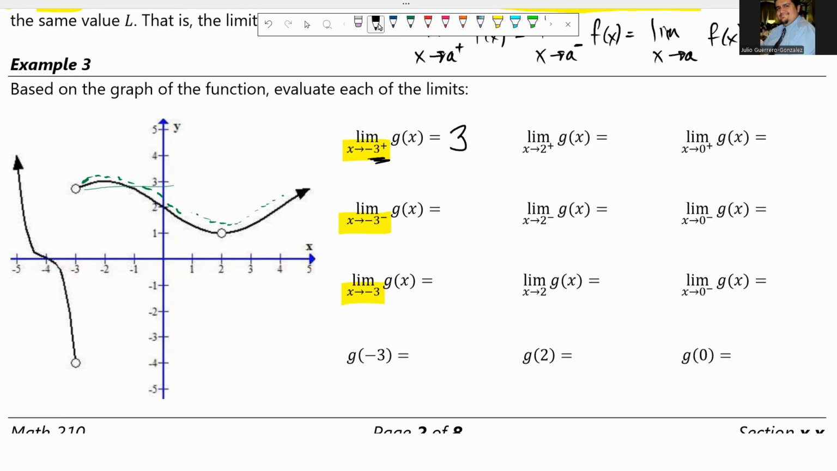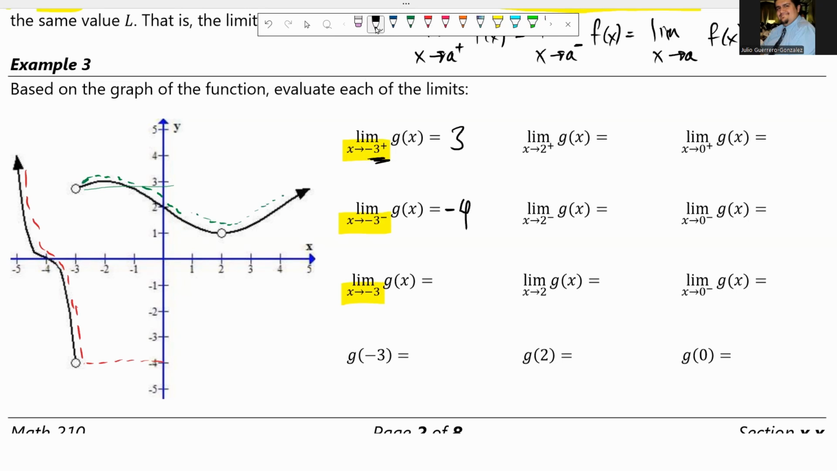So my y values are getting closer to 3. Got it? Okay. I'm going to do the exact same thing from the negative side. That's what this one's asking for. Okay? This one looks like it's getting closer to -4. Oh, the 3 got erased, -4.